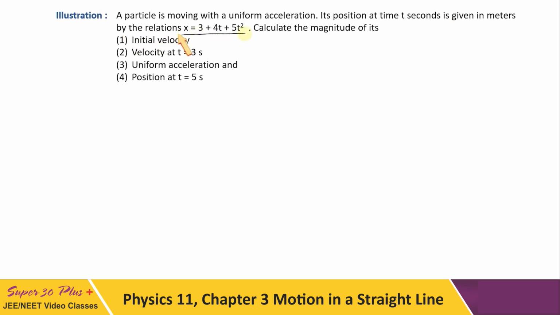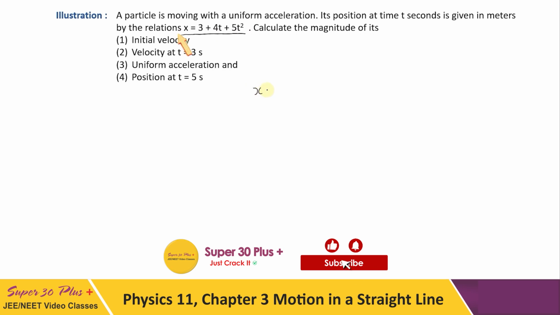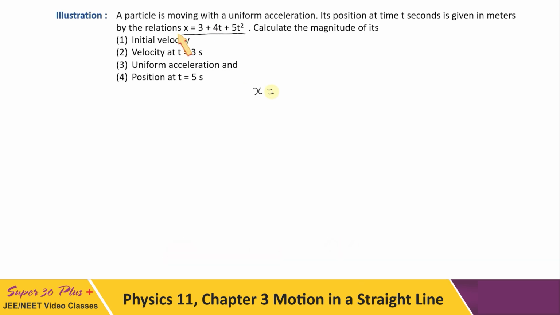The relation is given here, which is x is equal to, do remember we are studying only motion along a straight line. So motion cannot be one time in x direction and other time in y direction. It has to be completely in x or completely in y or in any other direction. So here it is given x is equal to 3 plus 4t plus 5t square. Now it is asking to calculate the magnitude of its first, it is asking for initial velocity.